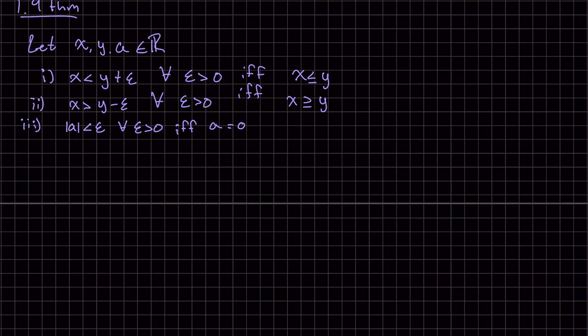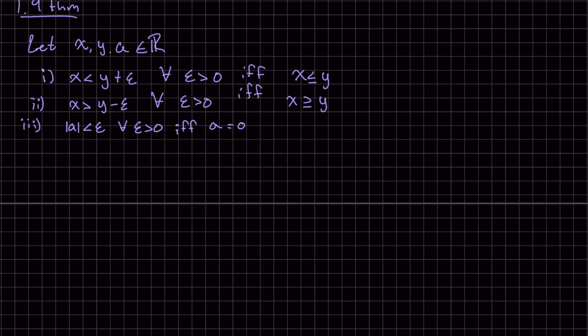And then this is the last theorem in the chapter, 1.9. Let x, y, and a be in the set of real numbers. 1, x is less than y plus epsilon for all epsilon greater than 0 if and only if x is less than or equal to y. The second one, x is greater than y minus epsilon for all epsilon greater than 0 if and only if x is greater than or equal to y.